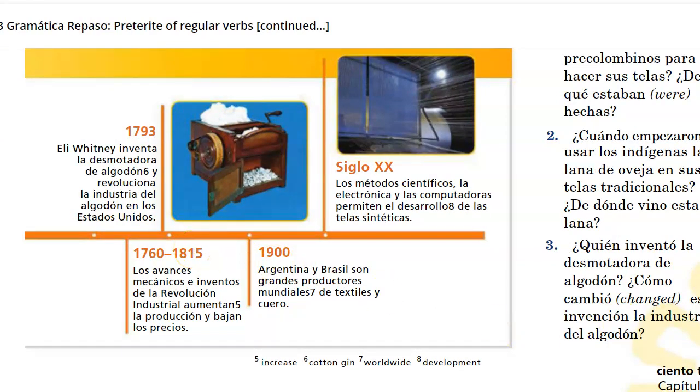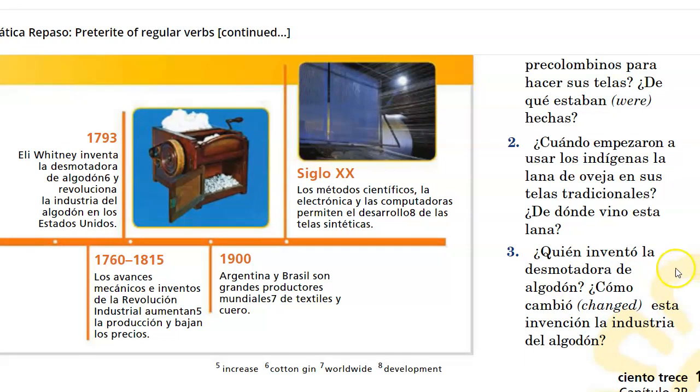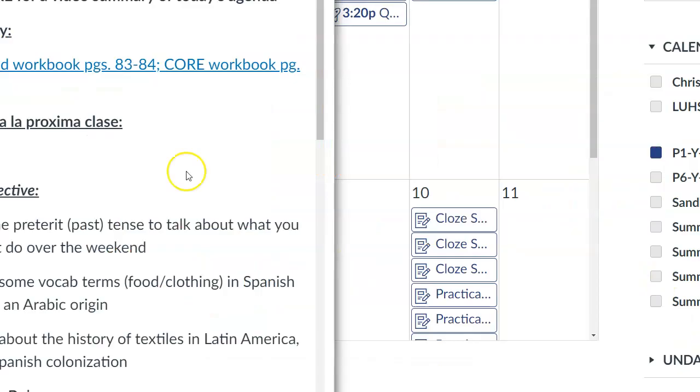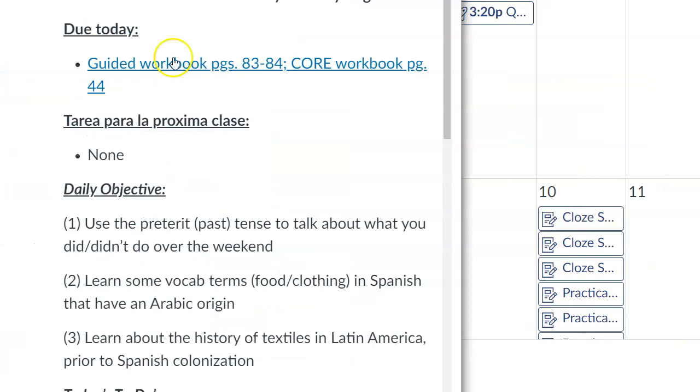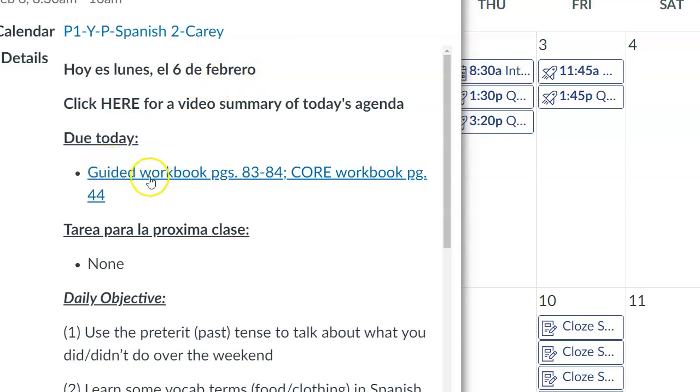And those are your questions. Again, they're all text dependent. See if you can find the fragments that relate to each of those questions. And that will do it for today's agenda. Again, homework due for today is there, and no homework for next class.